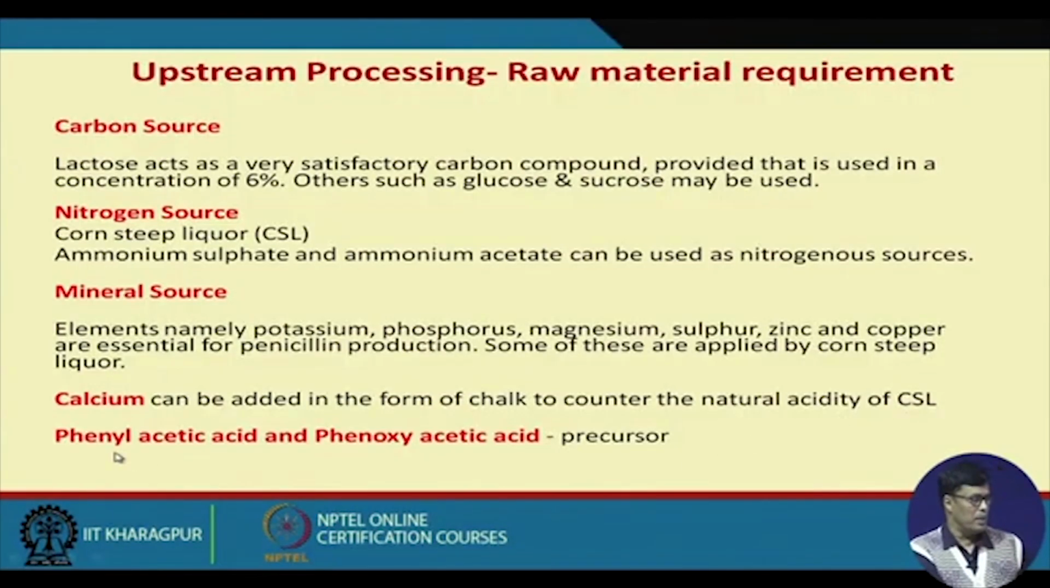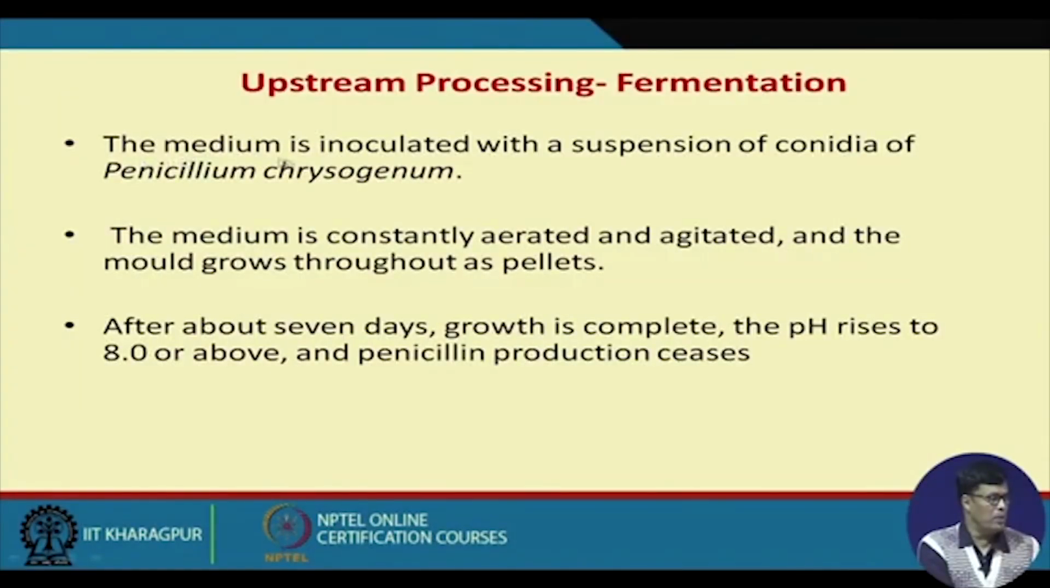Now, I told you the precursor is very much required for the penicillin fermentation process: phenylacetic acid and phenoxyacetic acid. Phenylacetic acid is used for the production of penicillin G, and phenoxyacetic acid is used for the production of penicillin V. Now, in the upstream processing, the media is inoculated with a suspension of conidia, that is, the spores of Penicillium chrysogenum. The media is constantly aerated and agitated, and the mold grows throughout as pellets.